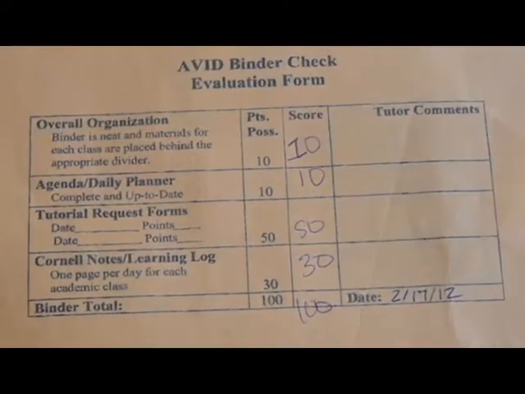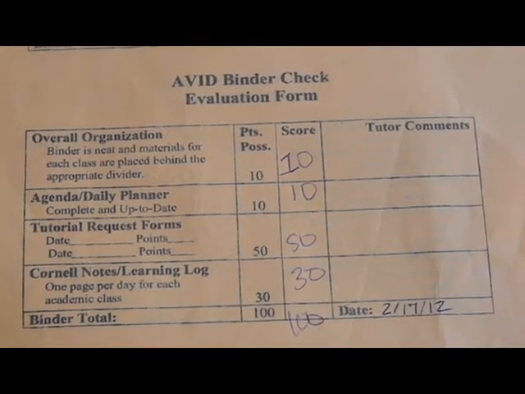AVID. What does it stand for? Achievement via individual determination. What does it do? AVID prepares students for the rigors of college, provides them with academic skills, content knowledge, and social adaptability needed for college success. The three main components of AVID are academic instruction, tutorial support, and motivational instruction.